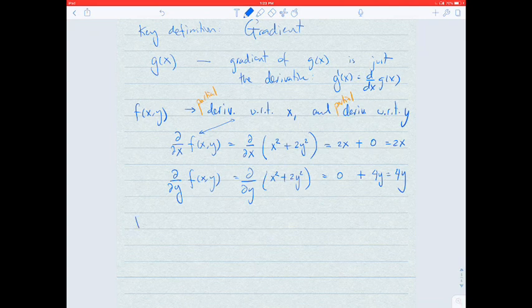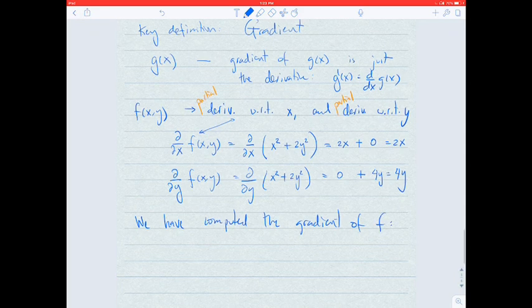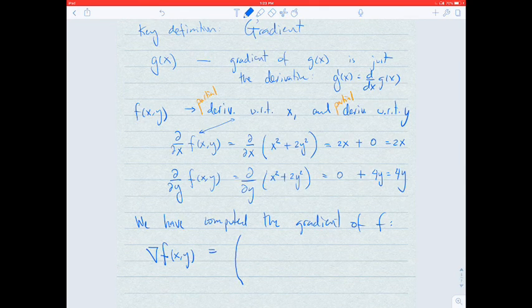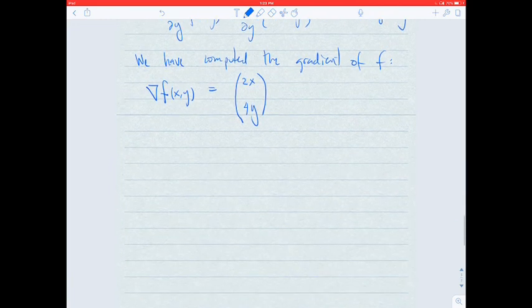So now we have computed the gradient of f. And I'll introduce some notation that's used. This is a symbol for gradient. So this gradient of f of xy is the vector. I just keep track of these two things as a vector: 2x and 4y. Okay, so we've done the first part of the problem. We've computed the gradient of f of xy, but now we need to evaluate it at the point 1, 2.